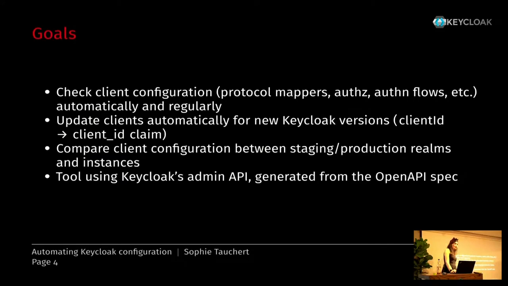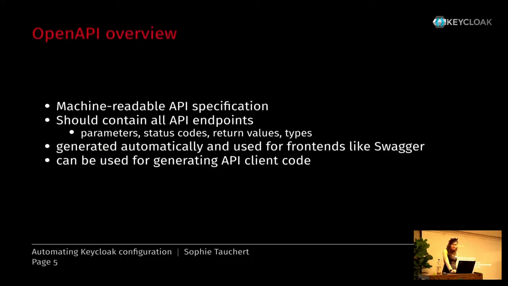So first of all, a little tangent about OpenAPI itself. OpenAPI is a machine-readable API specification in YAML or JSON. It should contain all API endpoints. I know that it should, because, well, the Keycloak OpenAPI spec isn't yet complete. And it's usually generated automatically from the code and can also be used to generate an API client, which is what we're doing here.